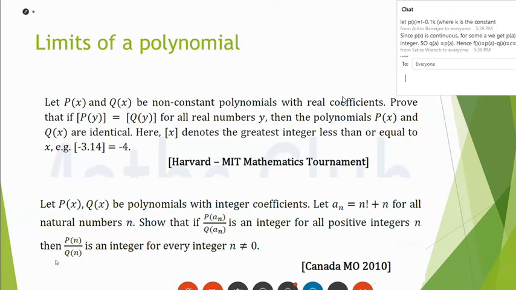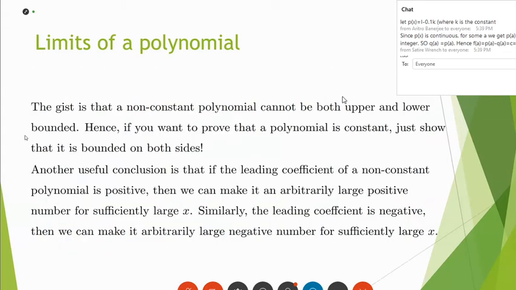Okay, so let's go over to the other idea, another useful conclusion from the previous discussion: if the leading coefficient of a non-constant polynomial is positive, then we can make it an arbitrarily large positive number for sufficiently large x. What do I mean by that? If you are given a positive real number m, you can make p of x larger than that m by considering x greater than or equal to y for some y. That is what is meant by making it an arbitrarily large positive number for sufficiently large x.